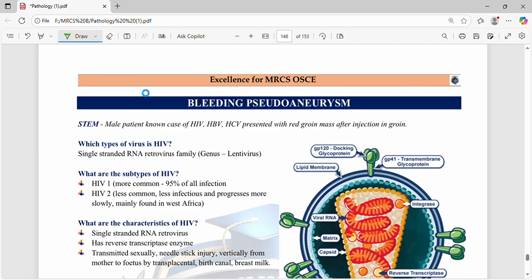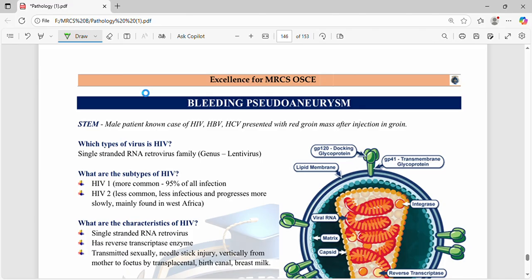Which type of virus is HIV? Single-stranded RNA retrovirus family, genus lentivirus. What are the subtypes of HIV? HIV-1 and 2. HIV-1 is more common, 95% of all infections. HIV-2 is less common, causes less infection, progresses more slowly, and is mainly found in West Africa.